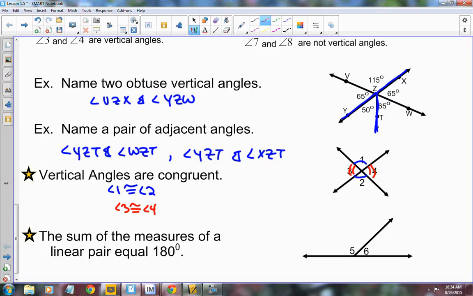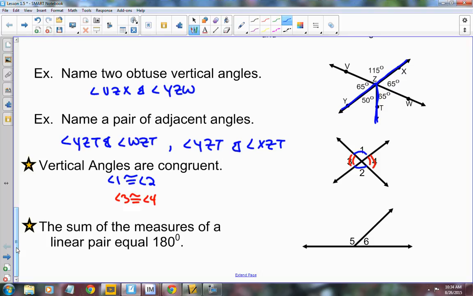Okay? All right. Now, on this next one, it says the sum of the measures of a linear pair is 180. Well, that kind of makes sense, right? If we have these two angles that together make a straight line, their sum is going to be 180 if you add those two angles together. We did some problems like that yesterday, didn't we? So the measure of angle 5 plus the measure of angle 6 is going to be equal to 180. So my vertical angles are congruent, and the angles of my linear pair add up to be 180.